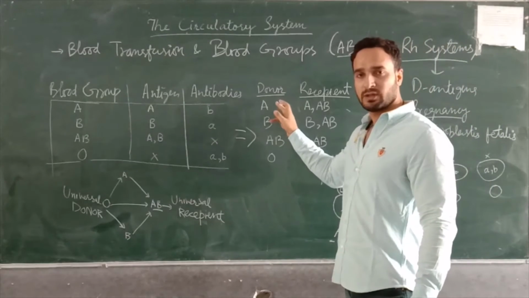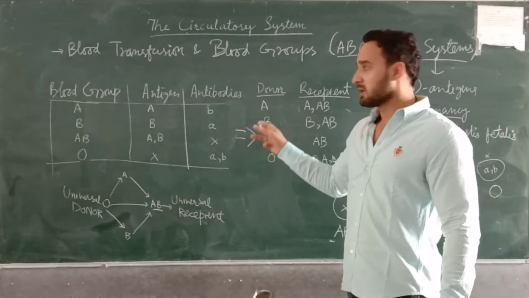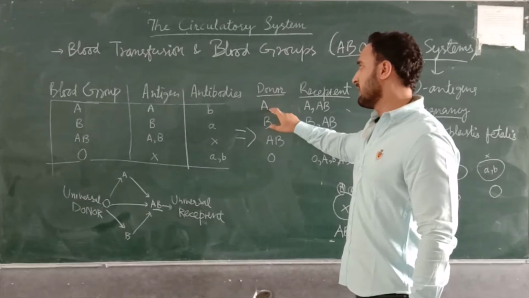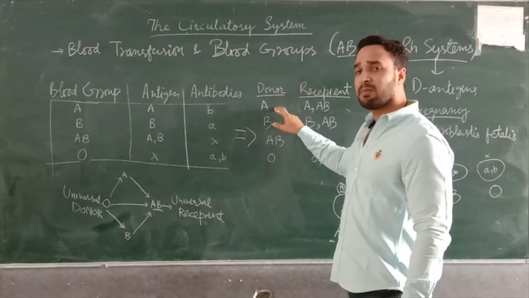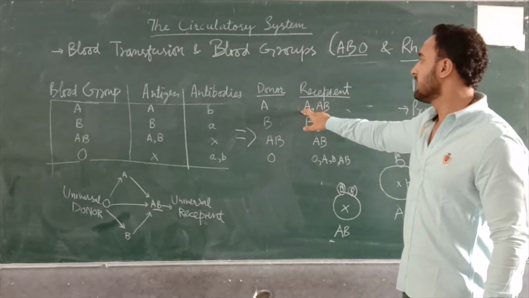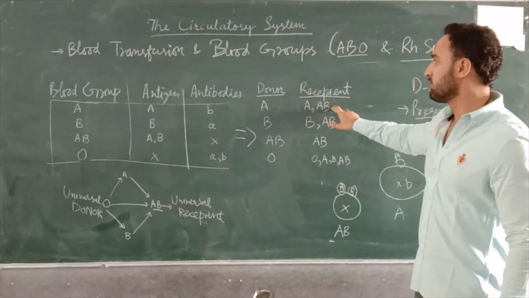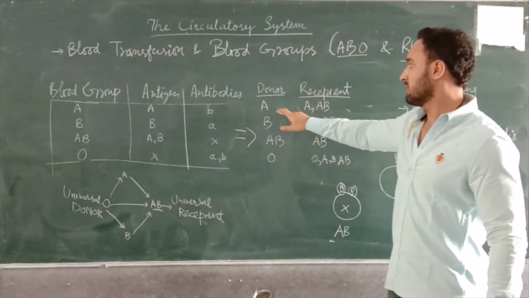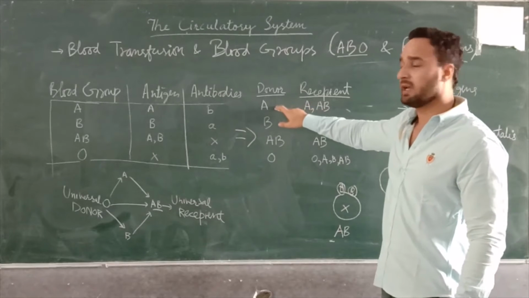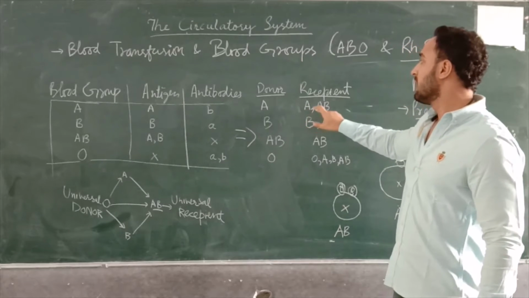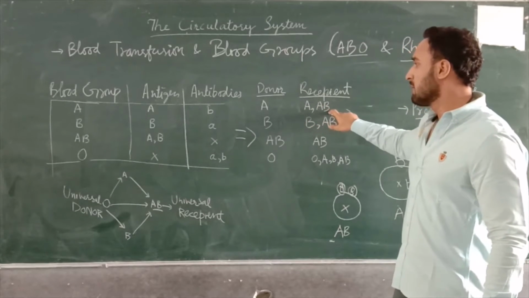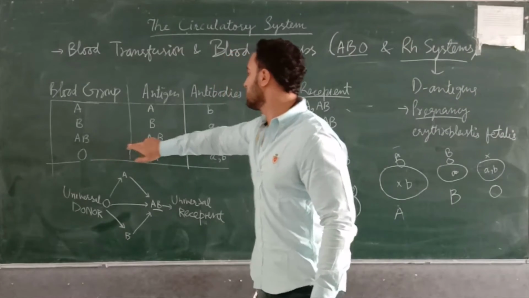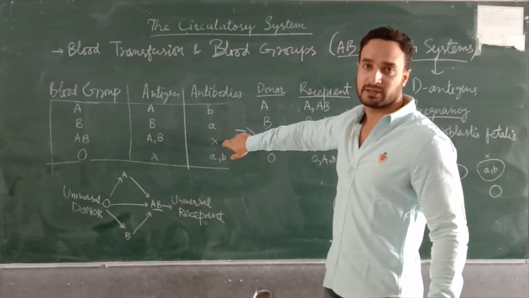blood group. This is the A blood group of the donor, and this A blood group can be given to the person with A as well as AB. Why A? Because the blood group is the same between A donor and A recipient, and also AB. Why? Because AB blood group does not have any antibodies.